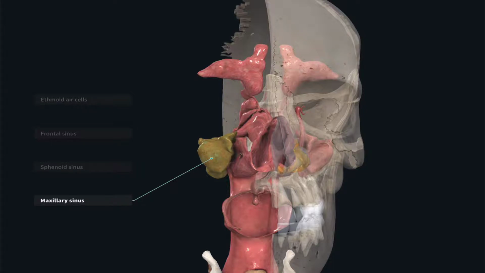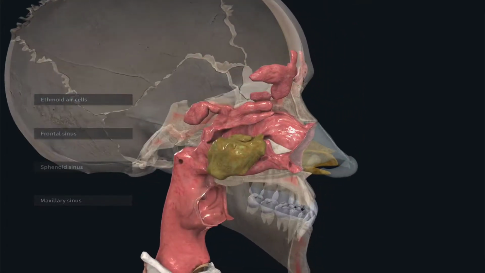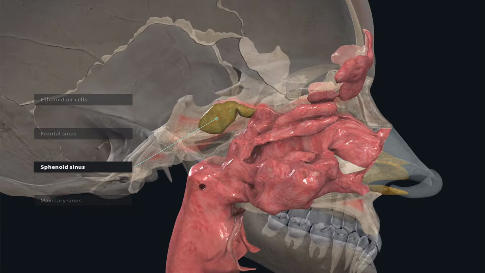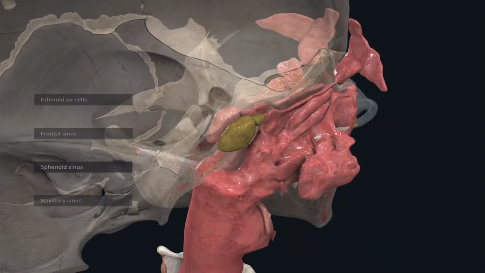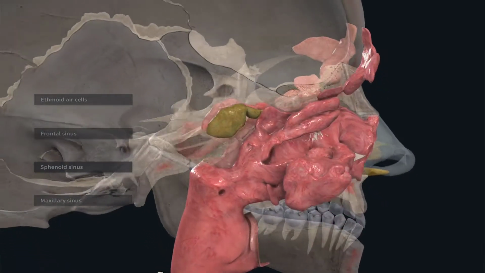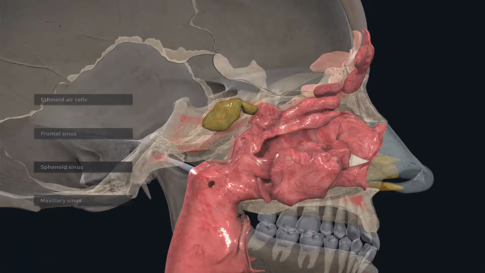If we turn and look towards the posterior aspect, within the sphenoid bone are the paired sphenoidal sinuses. One there, and if we turn a little bit more, we can see the other one right here. These sphenoidal sinuses are located just inferior and anterior to the sella turcica, which is right here.